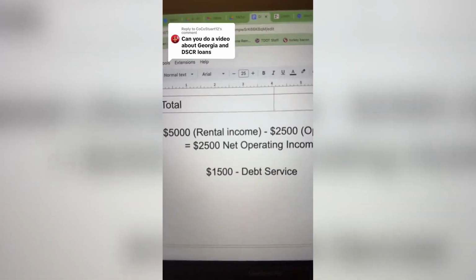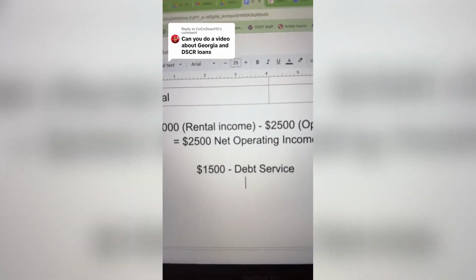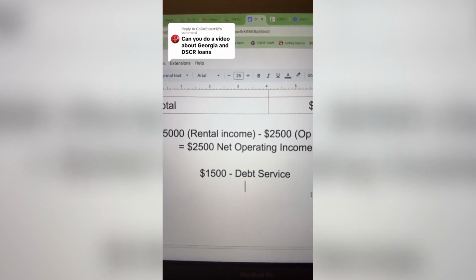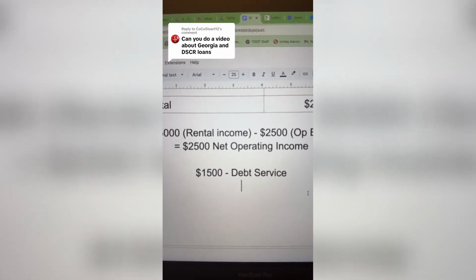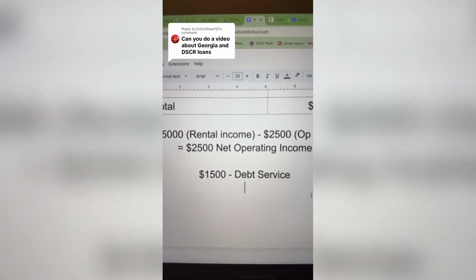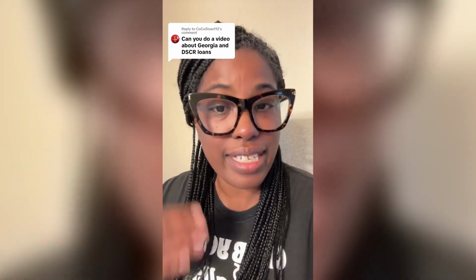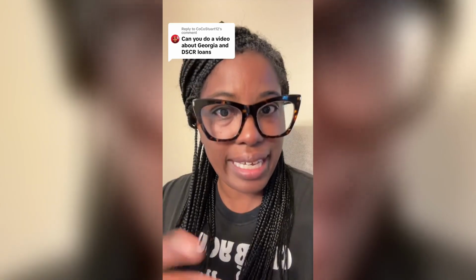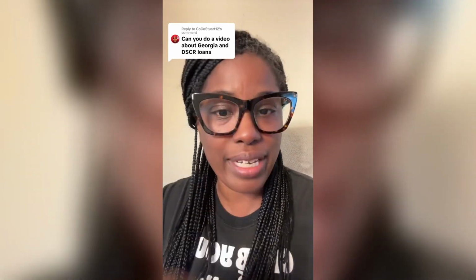Now let's say that there is $1,500 in debt service that property needs to pay every month. We're using that same $1,500 that we used in our own individual example. And remember what debt service is. It's the amount of cash that you need to cover your monthly debt payments. So we're just going to keep that $1,500 amount for our example.